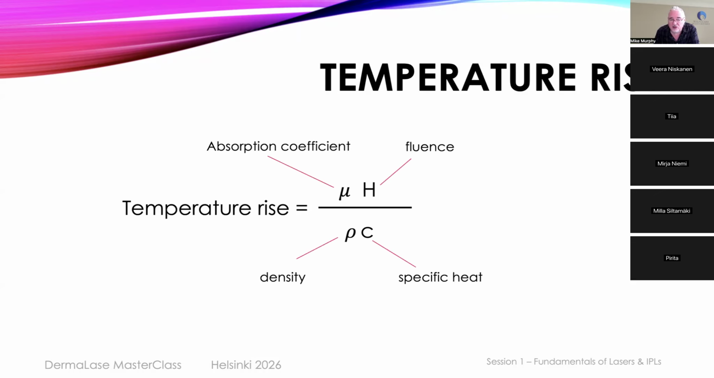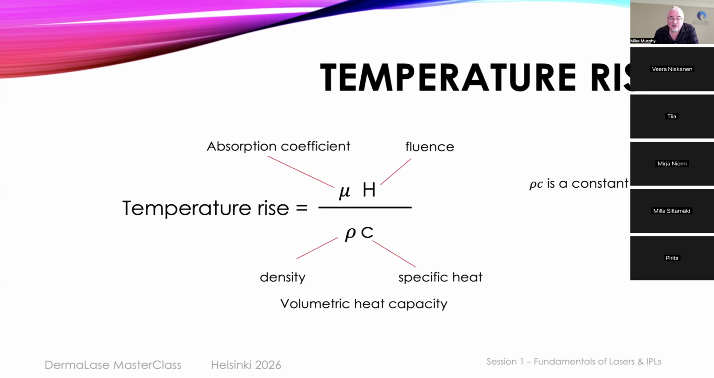And if you do this equation and you calculate it for melanin or water or whatever, then you can calculate what's known as the instantaneous temperature rise. So you can see quite clearly here, you can see rho c is a constant. You can see quite clearly here that increasing the fluence will increase the temperature rise. Increasing the absorption coefficient by changing the wavelength will also increase the temperature rise. Or if you choose the wrong absorption coefficient and it's low, then the temperature rise is also going to be low.